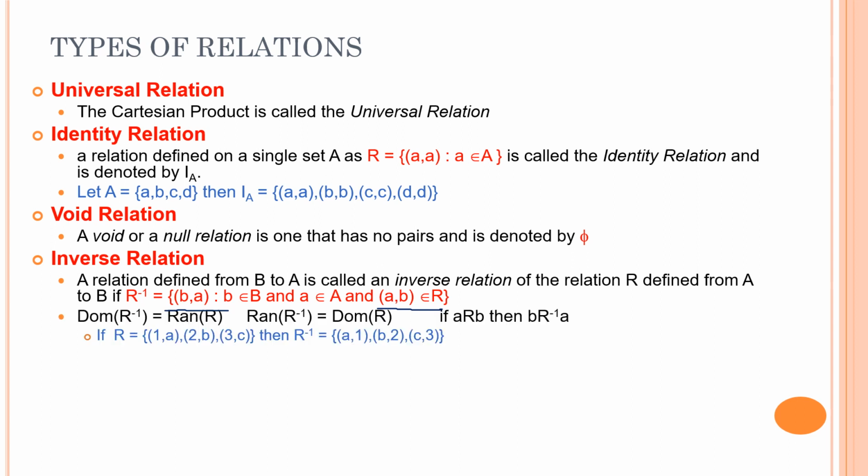Now, as is clear, domain of R inverse will be same as range of R and range of R inverse will be same as domain of R. And if a is related to b, then b is related to a by R inverse. As an example, if R is (1, a), (2, b), (3, c), then R inverse is equal to (a, 1), (b, 2), (c, 3). The pairs are the same, just the position of the first and second element has been interchanged.